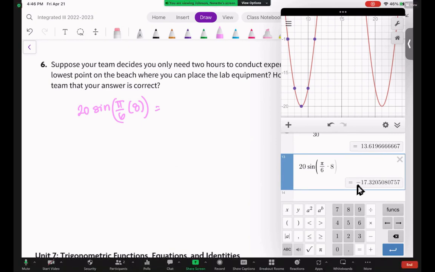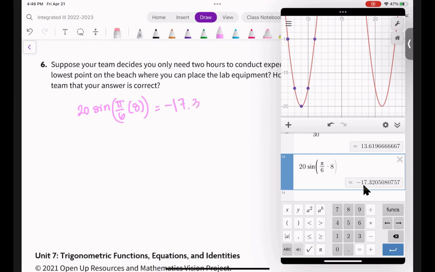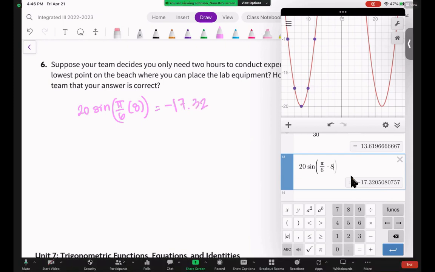Don't worry about this negative. It just means below the average. It means below the average water line. Does that make sense? And so that was negative 17.32 feet. And so hopefully this is making sense of you reading the graph and pulling information off the graph.